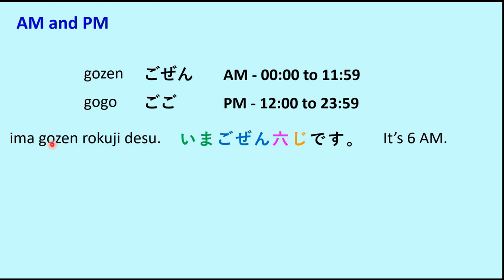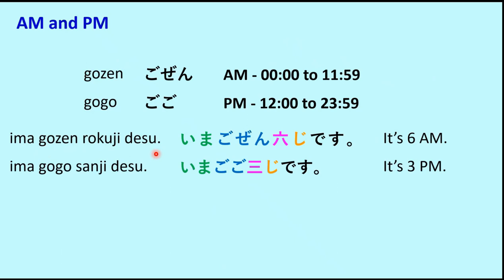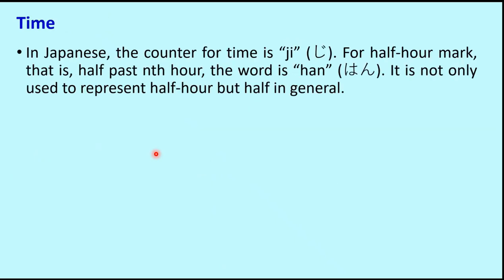So first gozen, then the value of the hour, and then the counter ji. Ima gozen rokuji desu. Similarly, ima gogo sanji desu. It's 3 p.m. Ima gogo sanji desu. 3 p.m. In Japanese, the counter for time is ji.